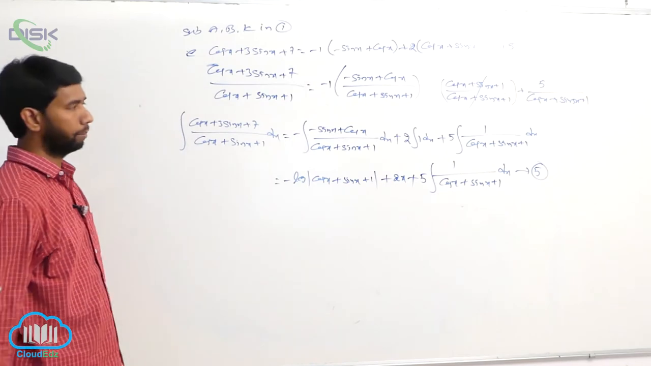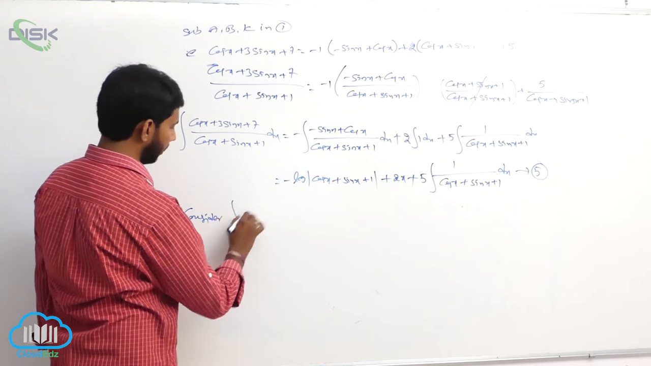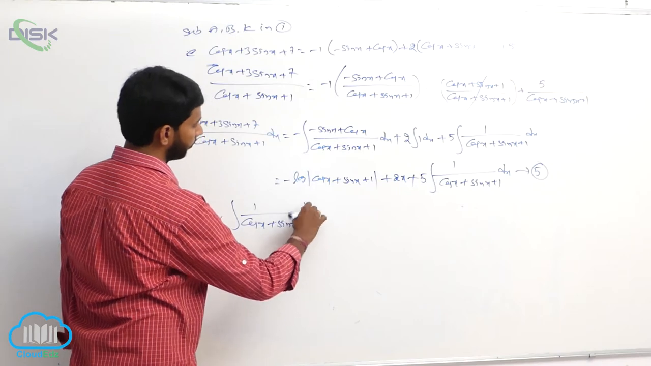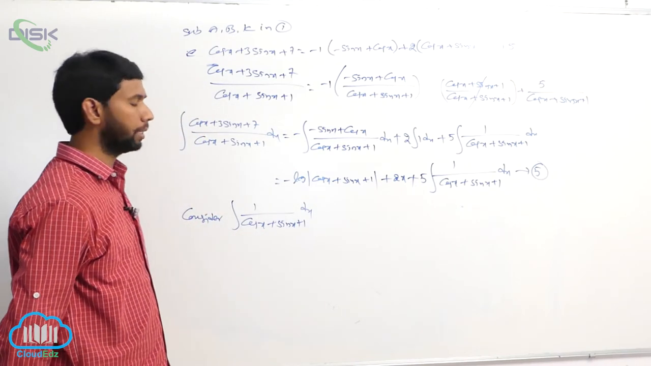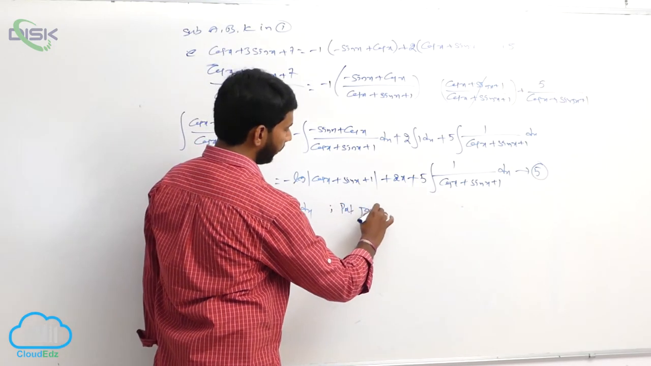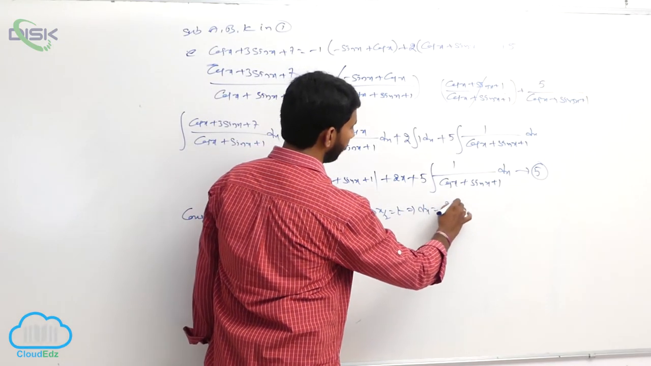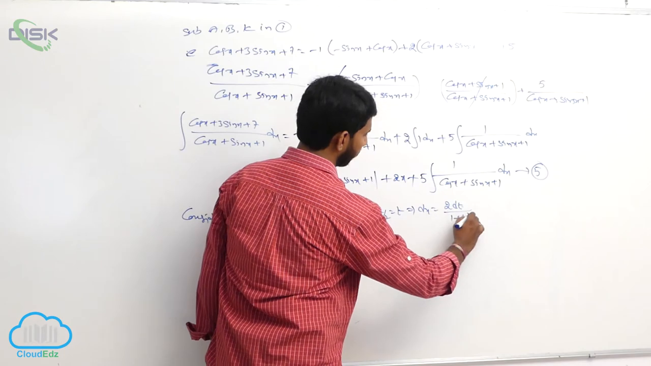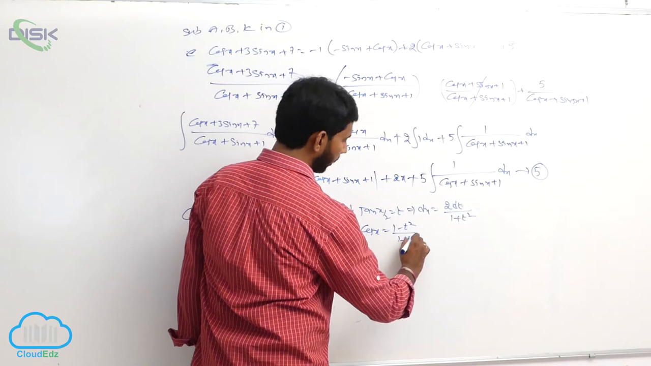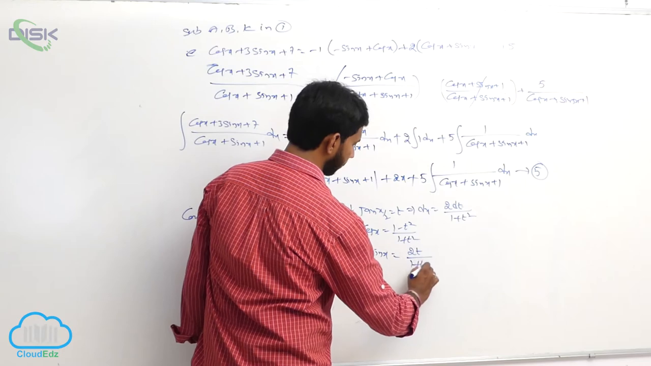Consider this as equation number 5. Consider integral of 1 by (cos x plus sin x plus 1) dx. Put tan x by 2 is equal to t. That implies dx is equal to 2 dt by 1 plus t square, and cos x is equal to (1 minus t square) by (1 plus t square), sin x is equal to 2t by (1 plus t square).